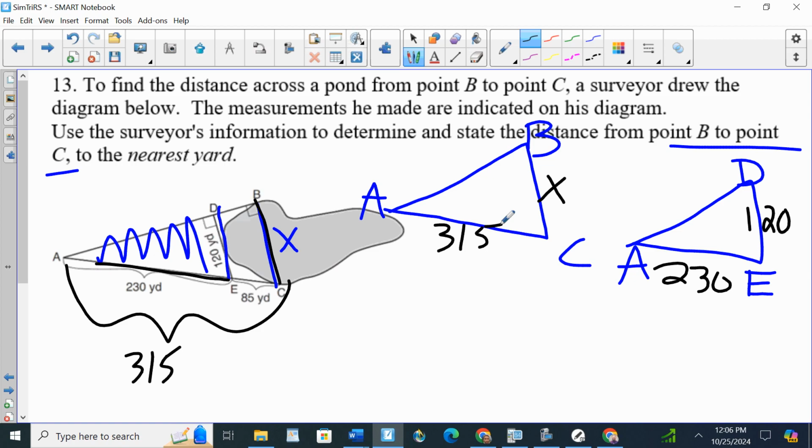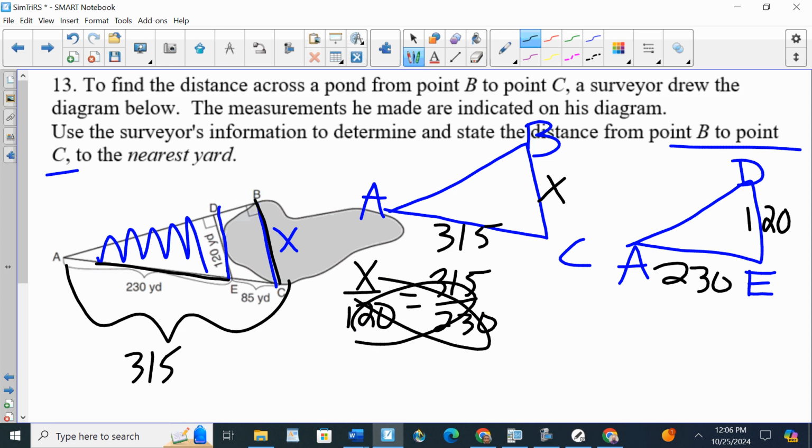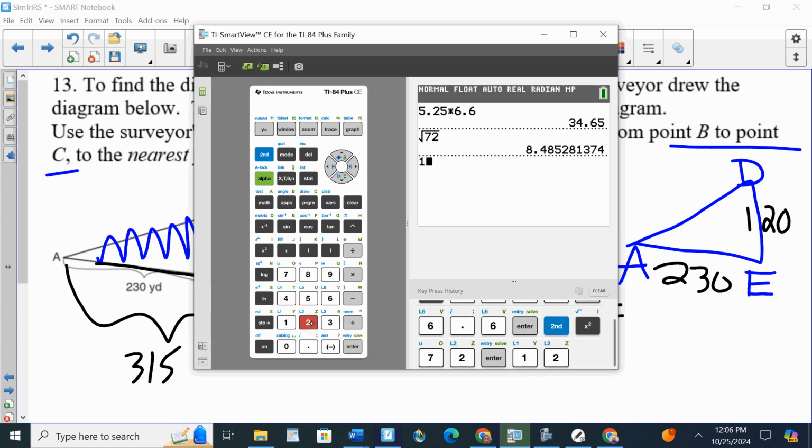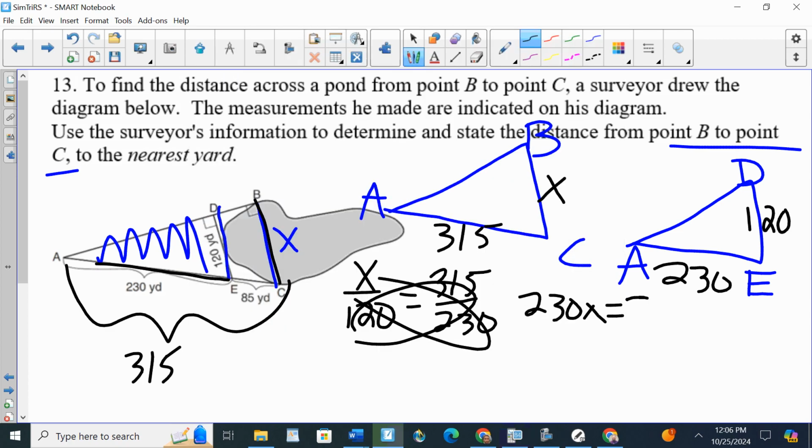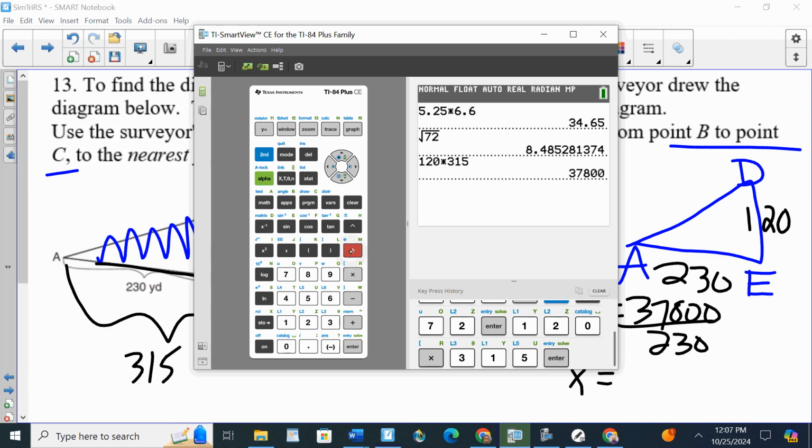Now, it's simple. I put my corresponding sides on top of each other. I've been doing that quite a bit already. X over 120 equals 315 over 230. Cross multiply and solve. 230x equals 120 times 315, 37,800. Divide by 230 to the nearest yard is 164.